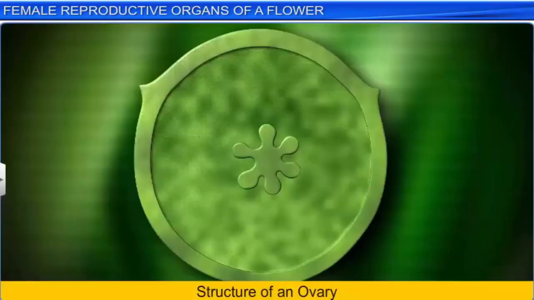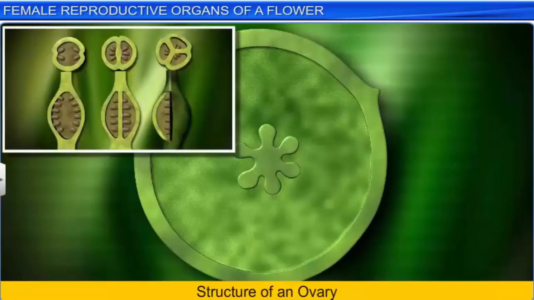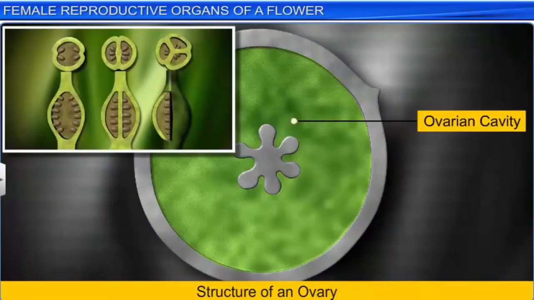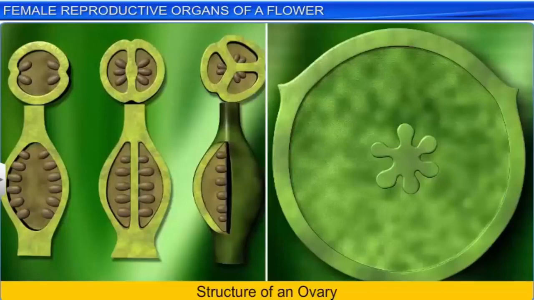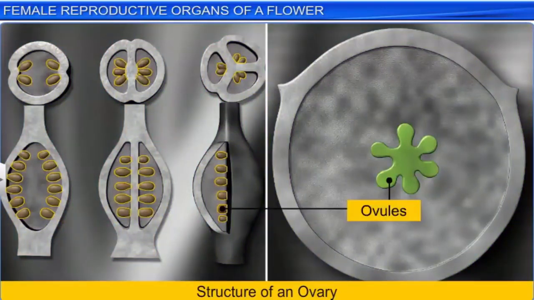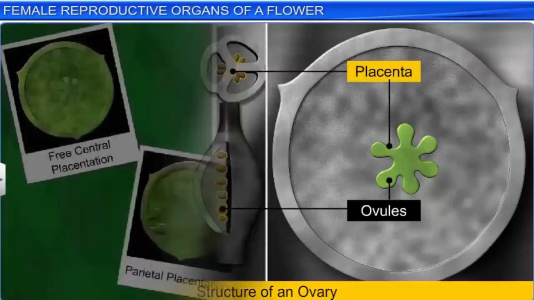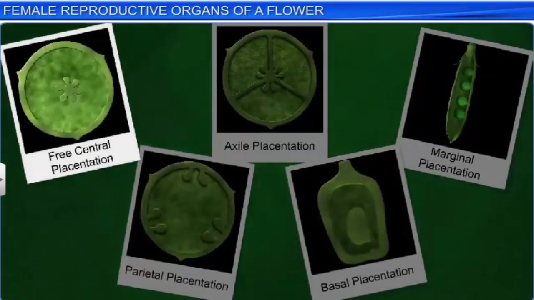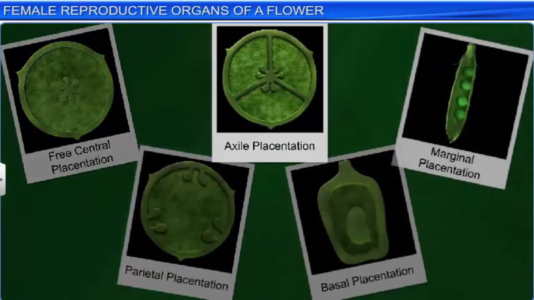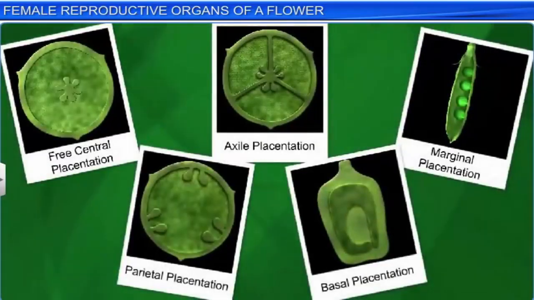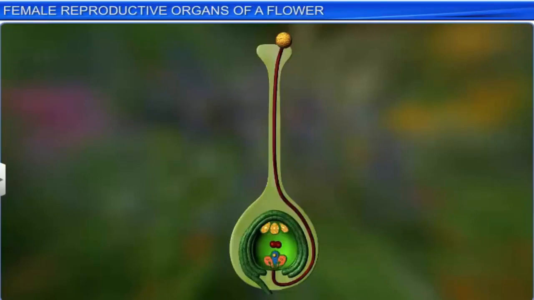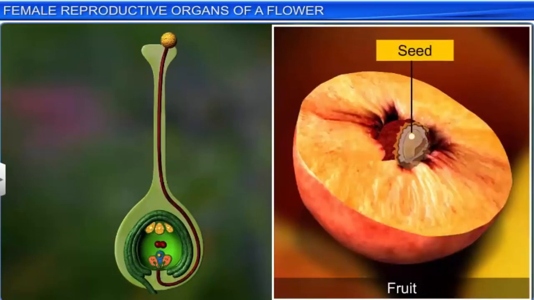Morphological studies of the ovary have revealed that it contains one or more cavities called locules, or ovarian cavities, that are surrounded by an ovary wall. Within the locule, you will find ovules or megasporangia that are attached to the ovary wall in a region called the placenta. These ovules may be arranged in free central, axile, marginal, parietal, or basal placentation. Moreover, after fertilization, the ovules form seeds while the ovary develops into a fruit.